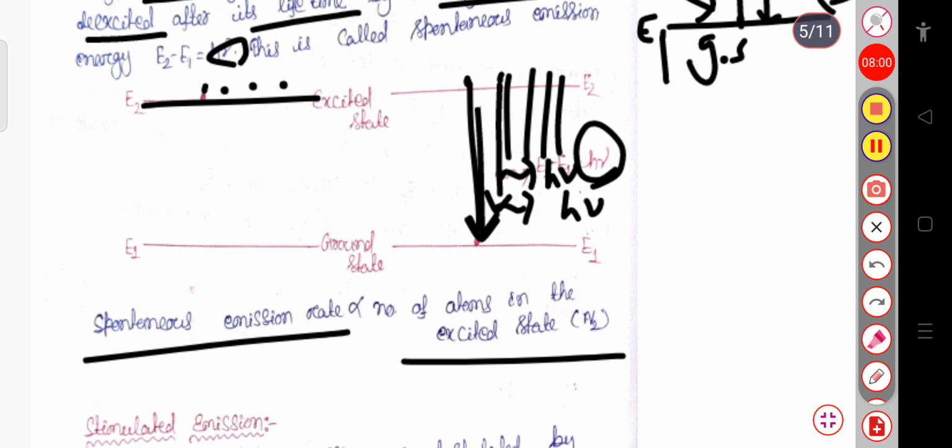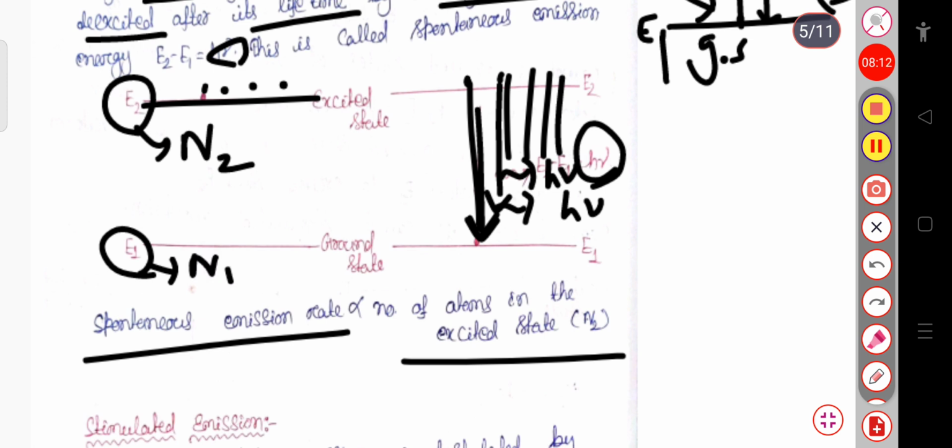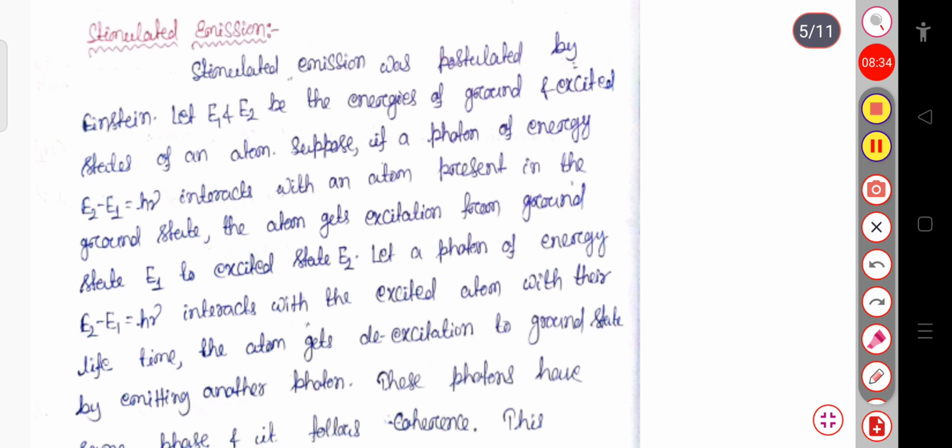Okay, so basically here N1 and N2, this is because of the E2 state. Simply, I am saying the number of atoms in E2 will be N2, and for E1 we are considering that the number of atoms is N1. As per the previous statement, in the case of stimulated absorption, we considered the number of atoms present in the E1 state as N1. Simply, this is your 1 state, that is the ground state, and this is the 2 state, so we denote it as N2. Okay. Now we will discuss stimulated emission.